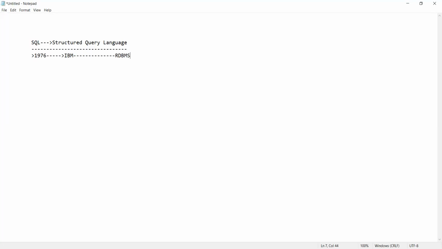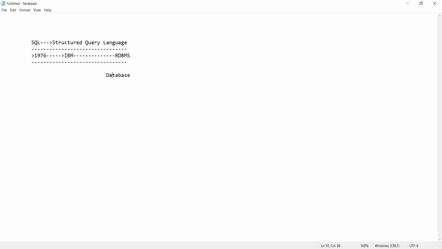Okay, before that, I would like to focus on one more thing. The first one is: what is a database? Just tell me, everyone. First of all, what is a database? Where we store data, exactly. The database is a place where we store the data.